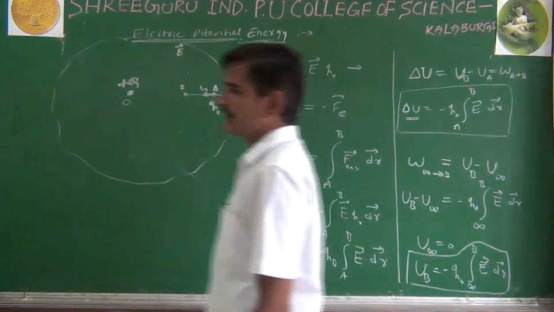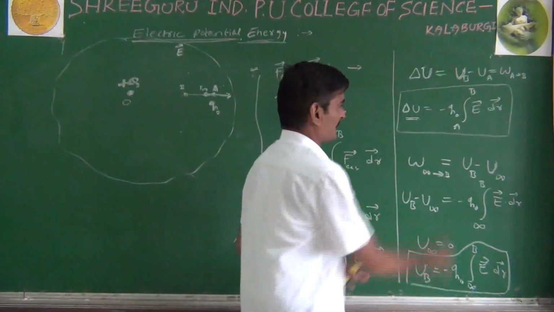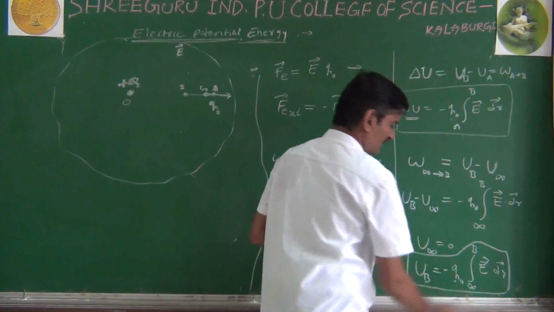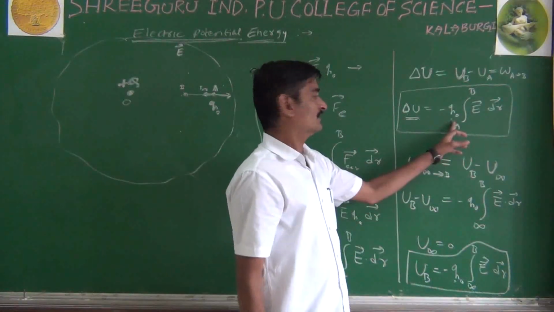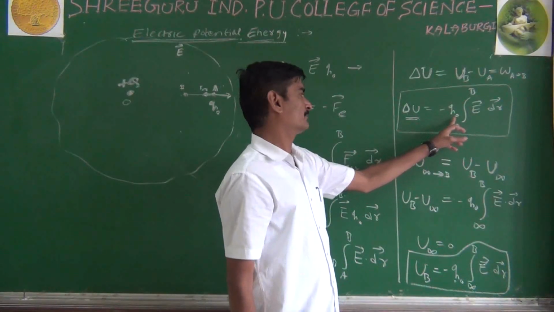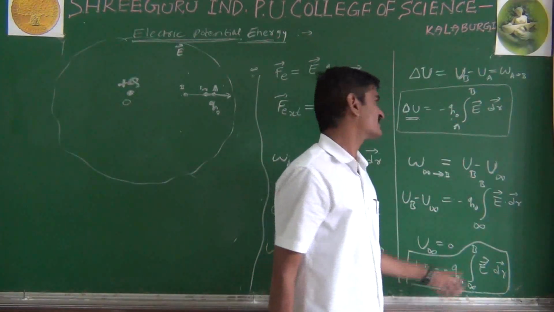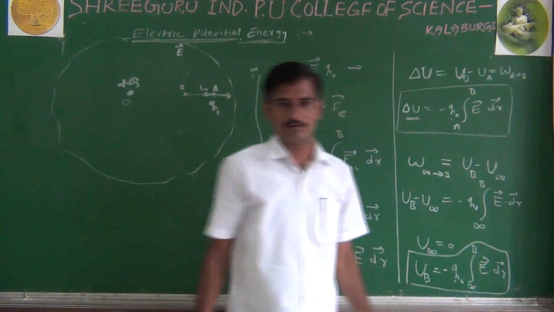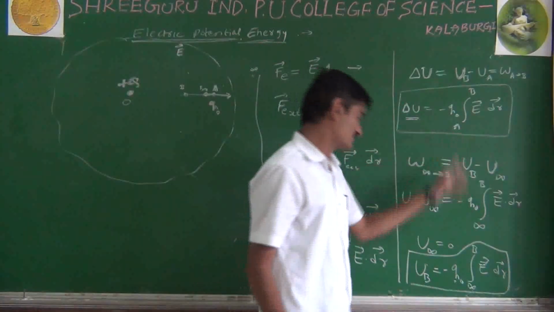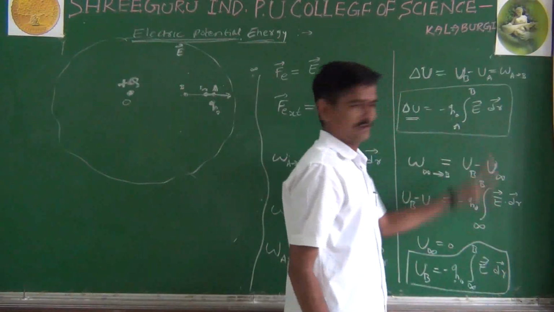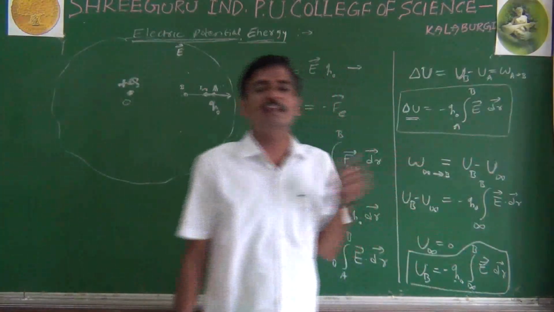Now here we observe that this electrostatic potential energy is directly proportional to, or depends on, Q naught, that is the test charge, as well as the electric field. The electrostatic potential energy depends upon the test charge as well as the electric field, both together.